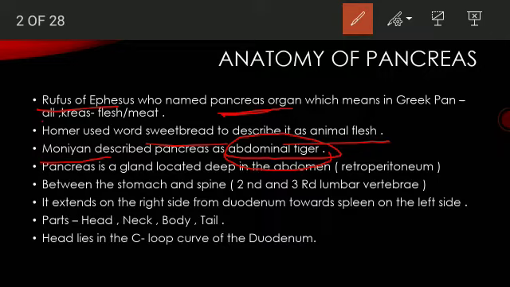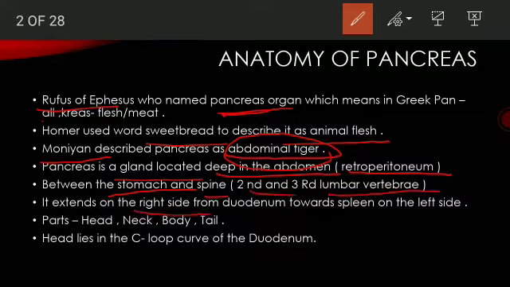Pancreas. The pancreas is a gland located deep in the abdomen, in the retroperitoneal area. It lies between the stomach and spine, at the second and third lumbar vertebra. It extends on the right side from the duodenum towards the spleen on the left side. It has four parts: head, neck, body and tail. The head lies in the C-loop curve of the duodenum.